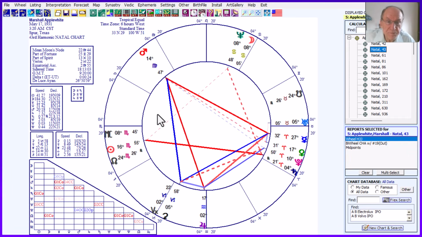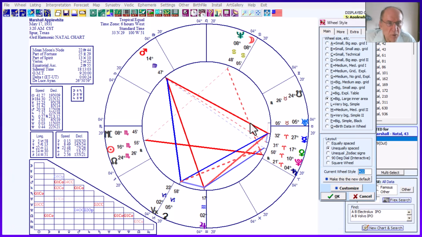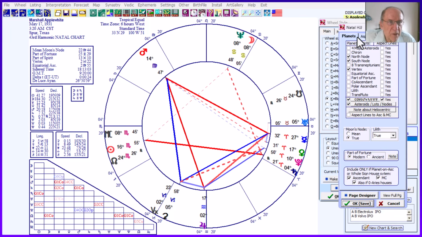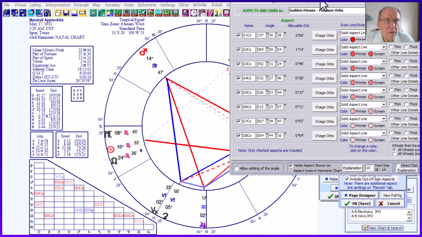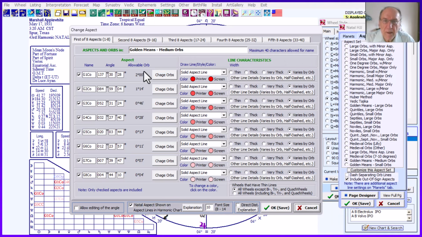What I want to show you in this extraordinarily strong golden mean pattern, again, I've never seen anything quite as clear as this using the medium orbs, is if we go into the customize, and we go into the customize aspects, here are the golden mean aspects. Up here is the golden mean large orbs. That's where the large orbs were. I just changed them to the large orbs, and then I added the medium and small orbs to the bottom of this list of aspects. And you can see I've got the medium orbs selected. If I click on customize this aspect set, let me drag this over here so you can see it. Here they are.